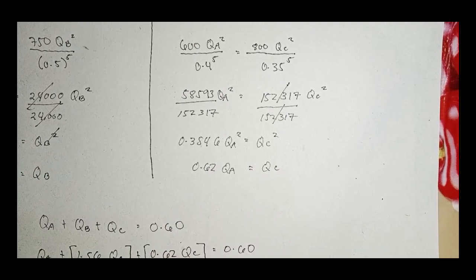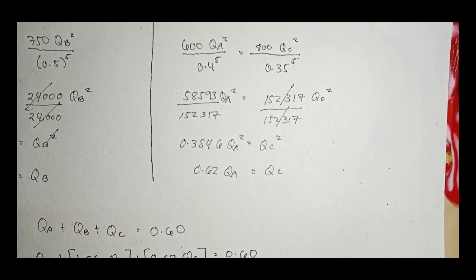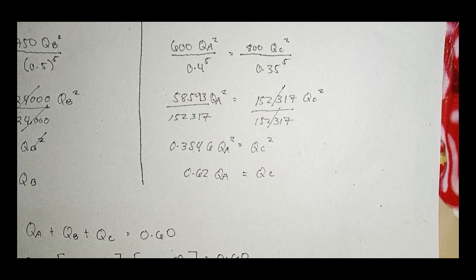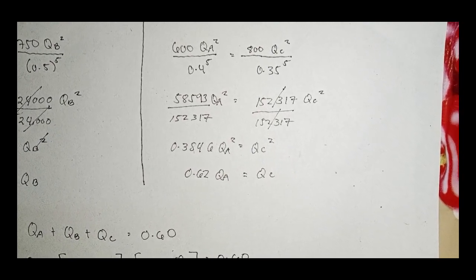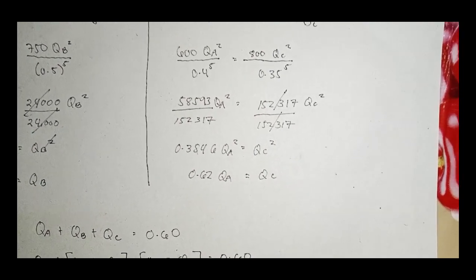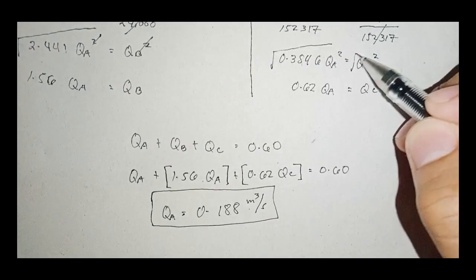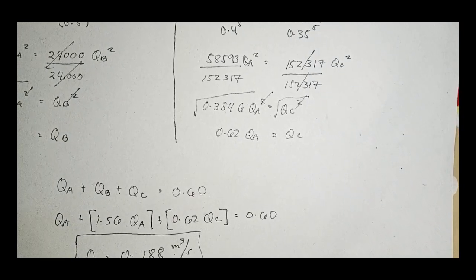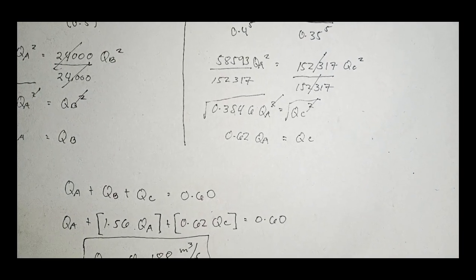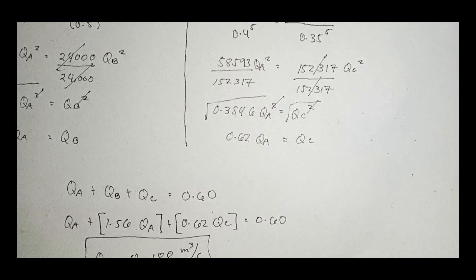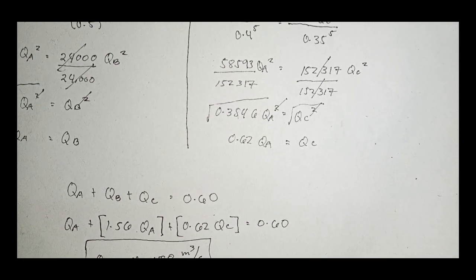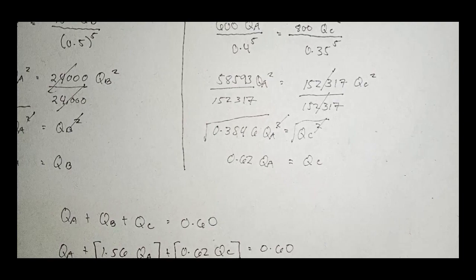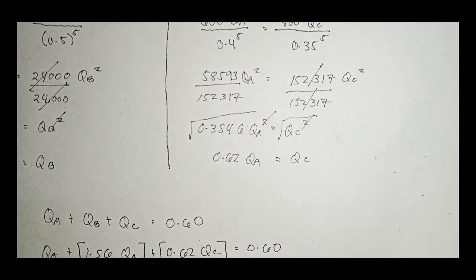Dividing both sides by 152,317 for it to cancel out, we will get QC. 58,593 divided by 152,317 is equal to 0.3846 QA squared is equal to QC squared. In order for the square to cancel out, we must take the square root of each term. This will cancel out and this will cancel out. Now, the square root of 0.3846 is 0.62 QA, meaning QC is equal to 0.62 QA.